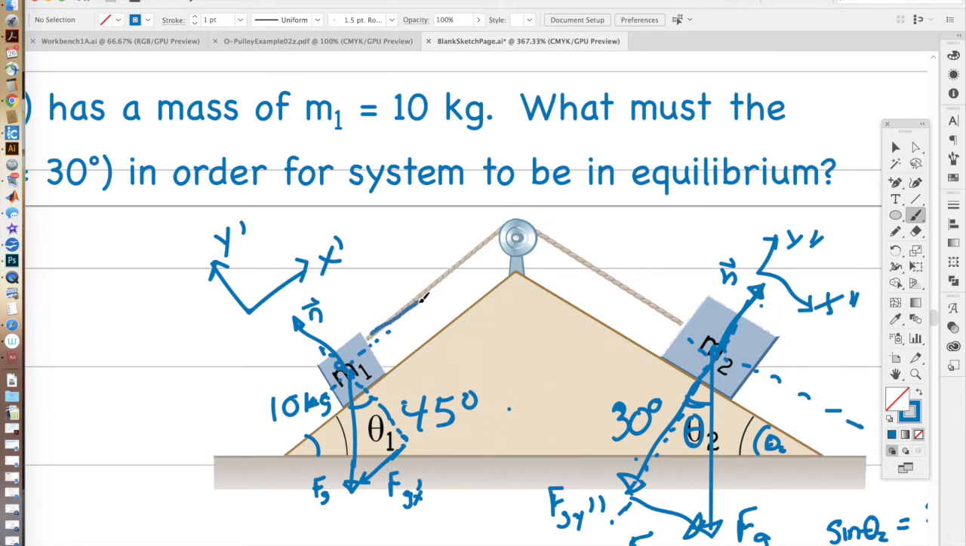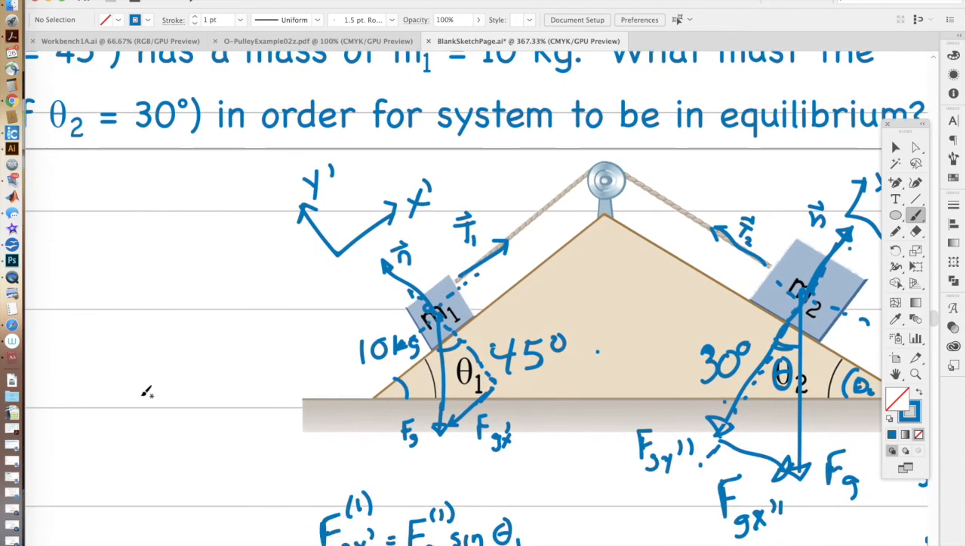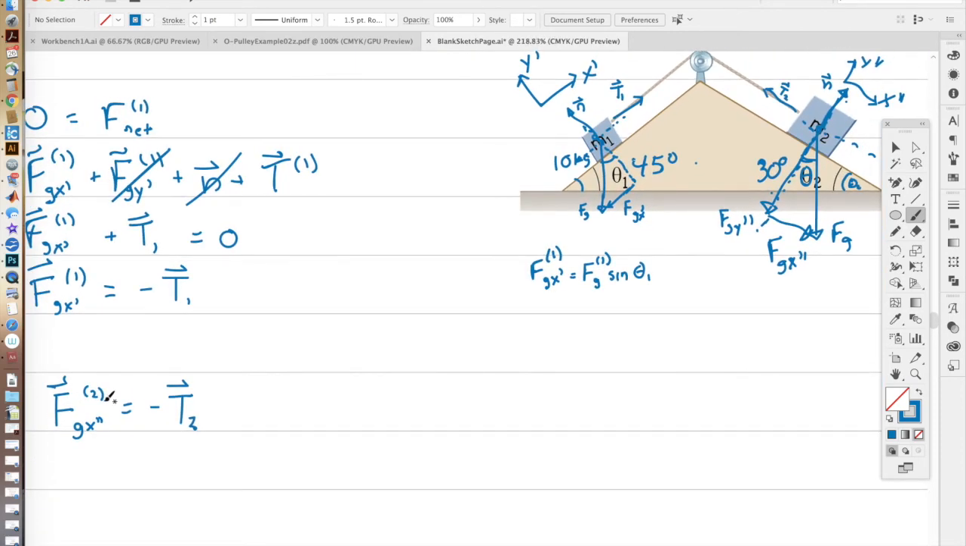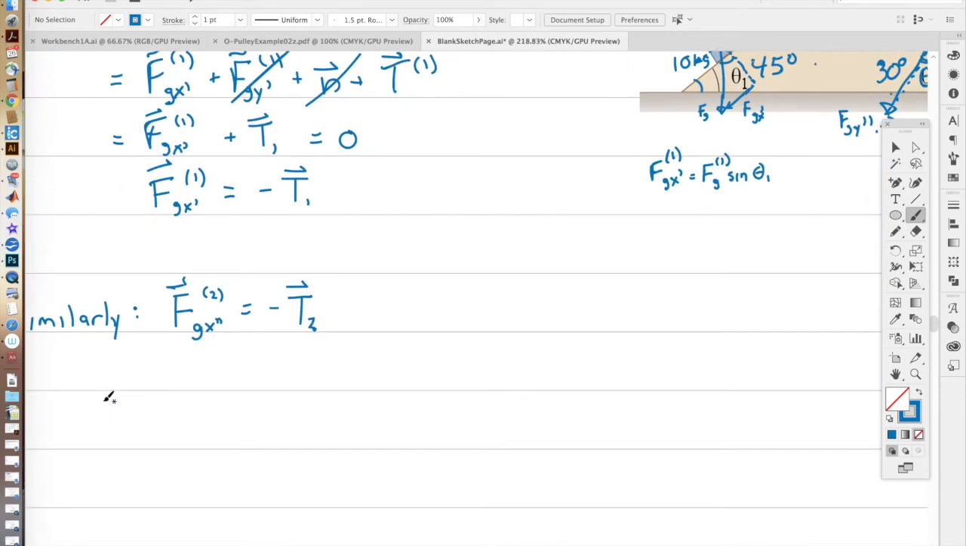So we can draw a force of tension 1 pointing that way. Over here, the tension points along the rope, and so it points this way. And you notice that they point in opposite directions. So tension 1 vector is oriented opposite tension 2 vector, but they're equal in magnitude, right? Because the tension is the same in the entire rope. So we can now make the claim that the tensions must be equal and opposite.